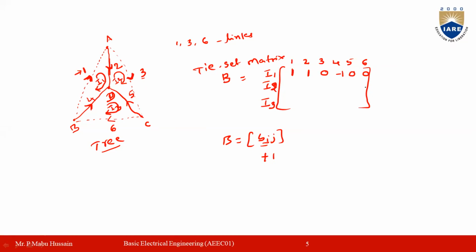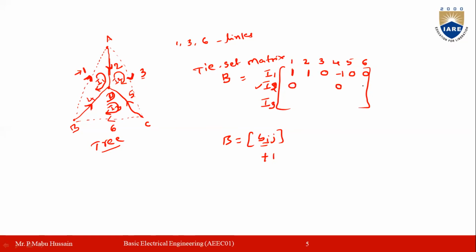Now if you observe the second loop, the current I2, in the second loop you have the elements 2, 3, and 5. The remaining 1, 4, 6 are not in the second loop, so for 1, 4, 6 you will get 0.